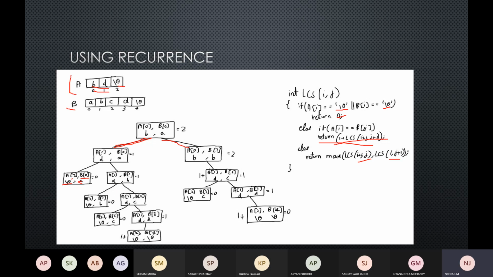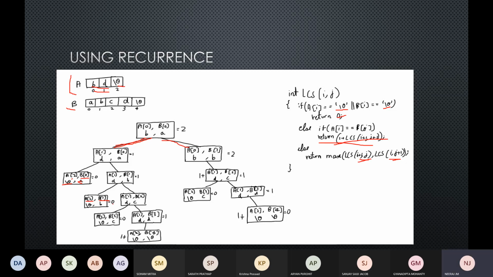So here you get A of 1 and B of 1. A of 1 is nothing but D, and B of 1 is B. Are they both equal? Check this statement. No, it's not equal. What do we do? Again, divide it, using I plus 1 comma j and I comma j plus 1. So I plus 1 comma j gives you A2 B1. And you know A of 2 is nothing but the end of your string, or slash 0. So you put this as 0, you don't need to check it.